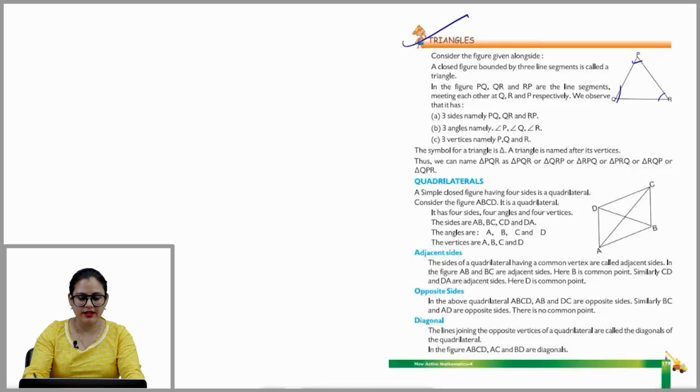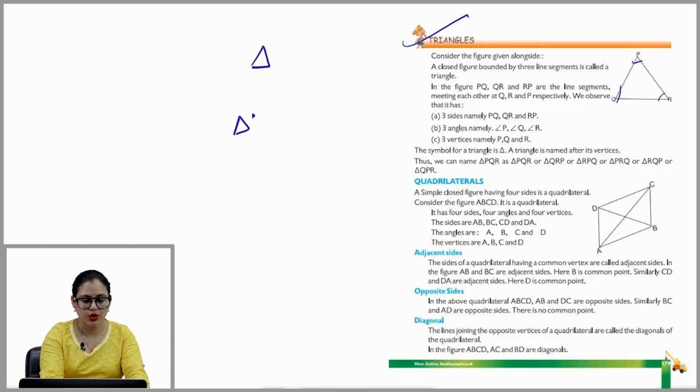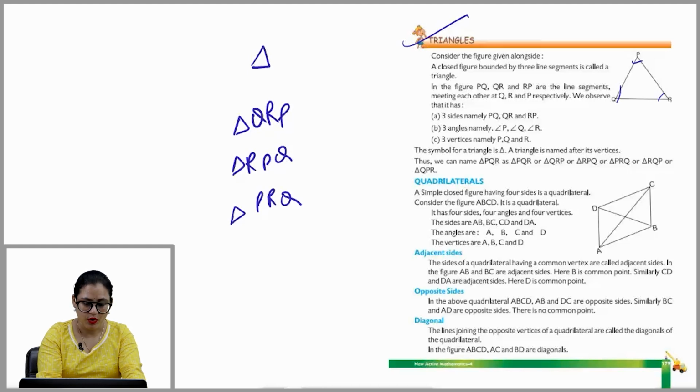The symbol for a triangle is this. A triangle is named after its vertices. Thus, we can name triangle PQR as triangle QRP or triangle RPQ or triangle PRQ or triangle RQP or triangle QPR.